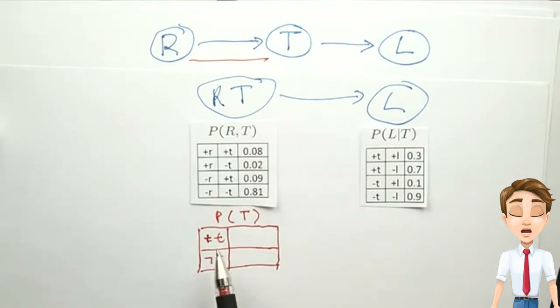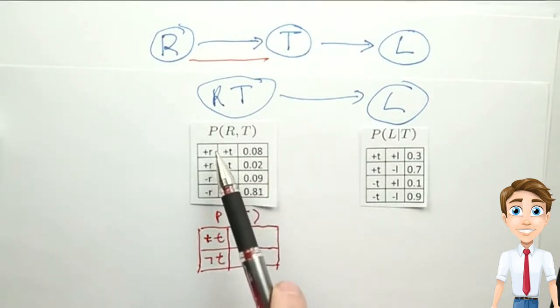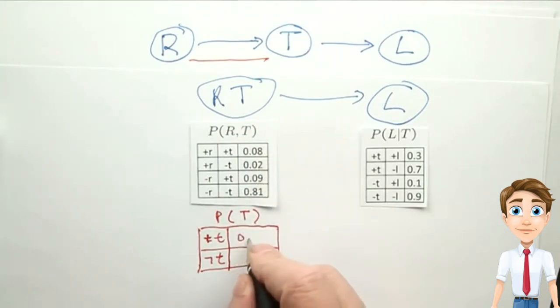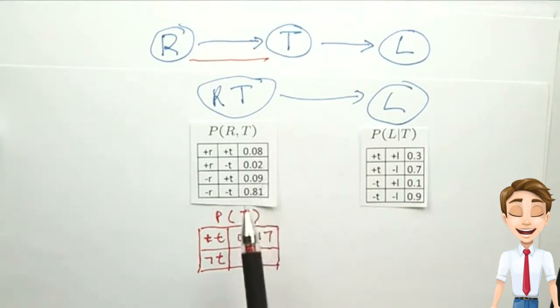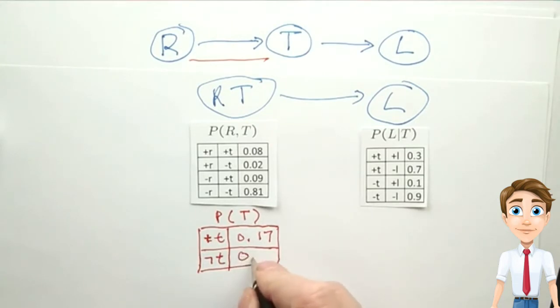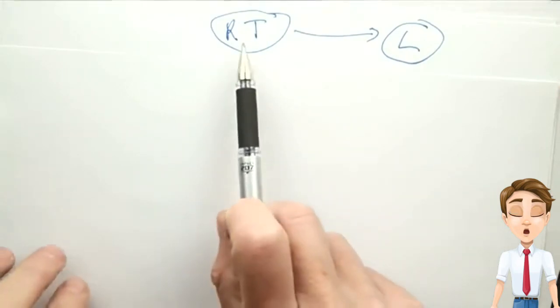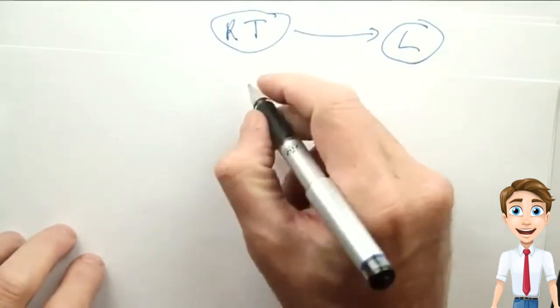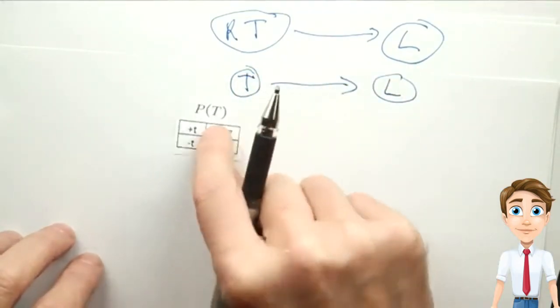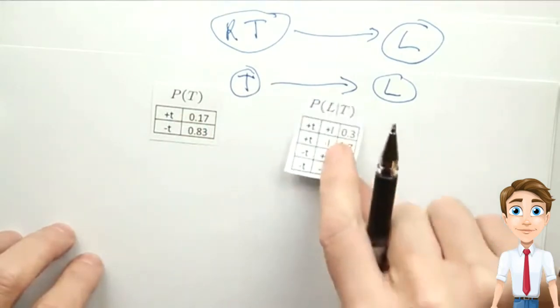The answer is that for positive T, we look up two possible values for R, and we get 0.08 or 0.09. Sum those up, get 0.17. And then we look at the two possible values of R for a negative T, and we get 0.02 and 0.81. Add those up, and we get 0.83. So we took our network with R, T and L, we summed out over R. That gives us a new network with T and L, with these conditional probability tables.